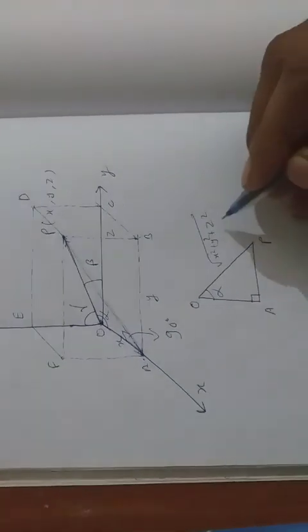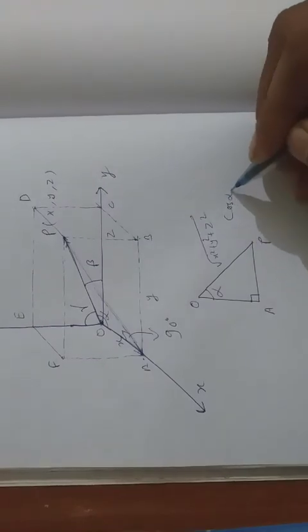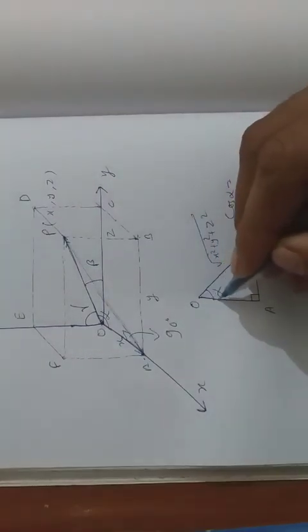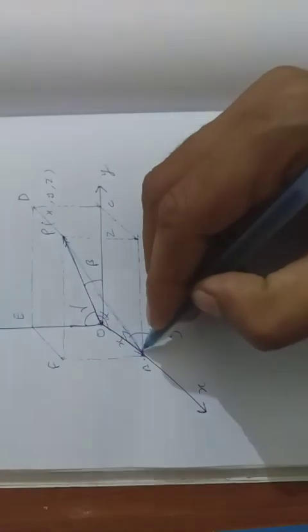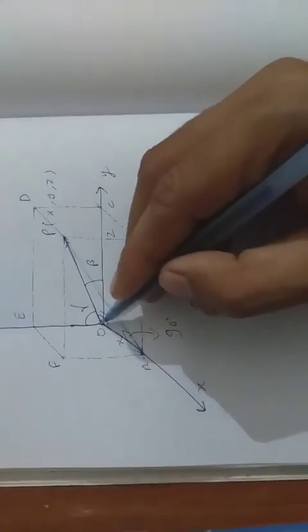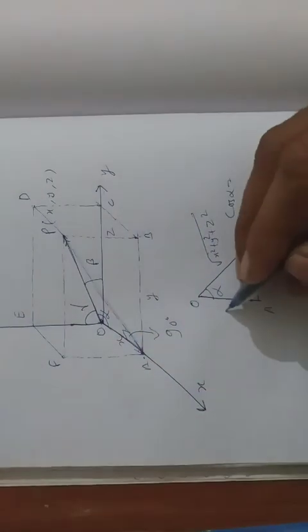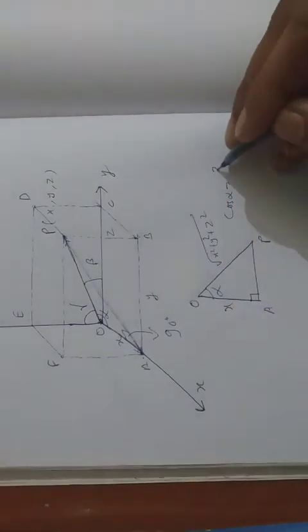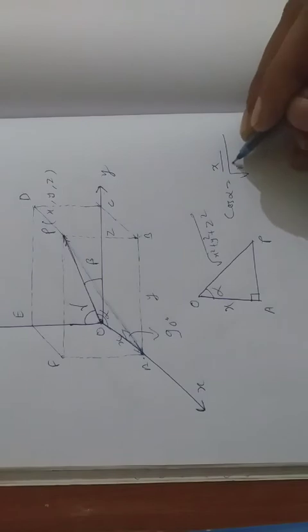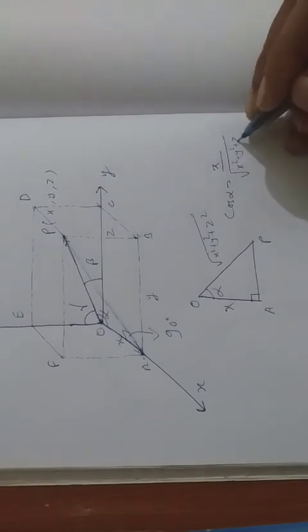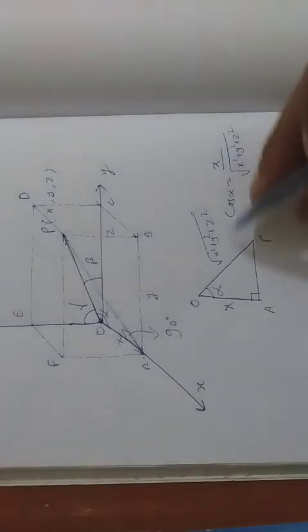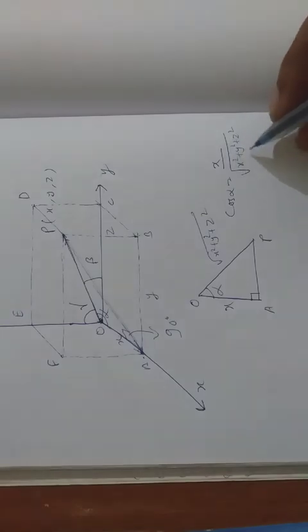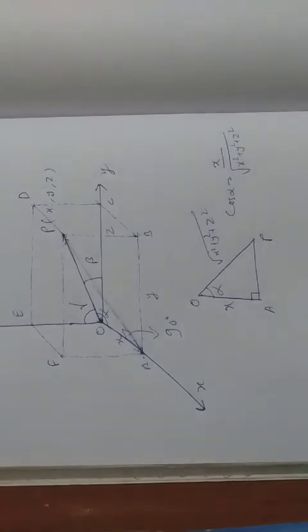So from this figure we can say that cos alpha is equal to OA upon OP. OA is x unit. So cos alpha is equal to x upon square root x square plus y square plus z square.